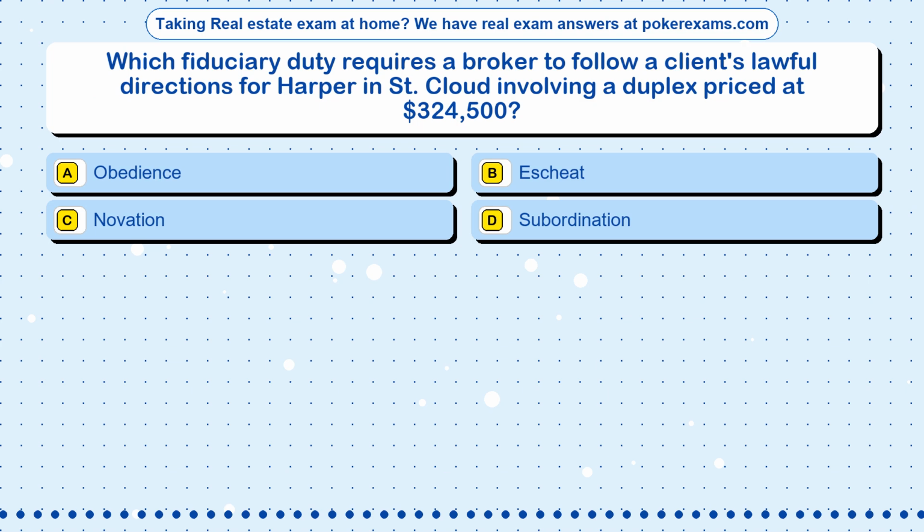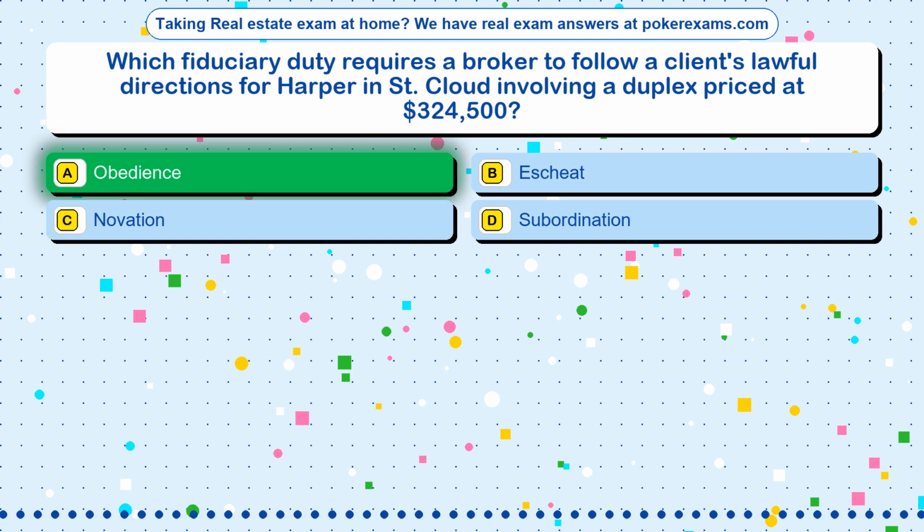Question 73. Which fiduciary duty requires a broker to follow a client's lawful directions for Harper and St. Cloud involving a duplex priced at $324,500? Option A. Obedience. Option B. Escheat. Option C. Novation. Option D. Subordination.